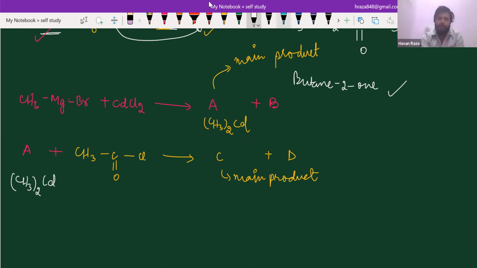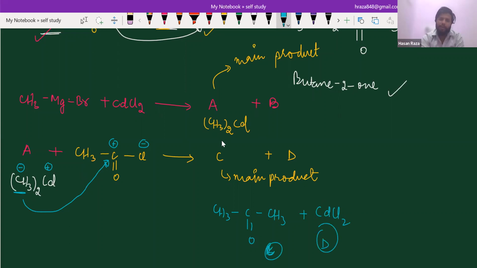So let me just check. It will have positive charge. This will have negative charge. This will have positive charge. This will have negative charge. So this negative will be going to this. So it's very good. CH3 is there. The carbon methyl group will be connected with this, and then CdCl, right? So this is your C. This is your D. This is your A.